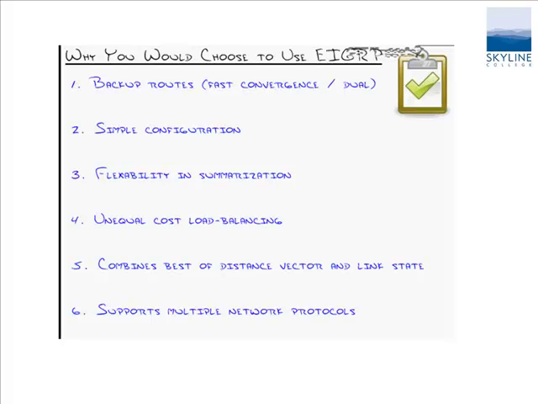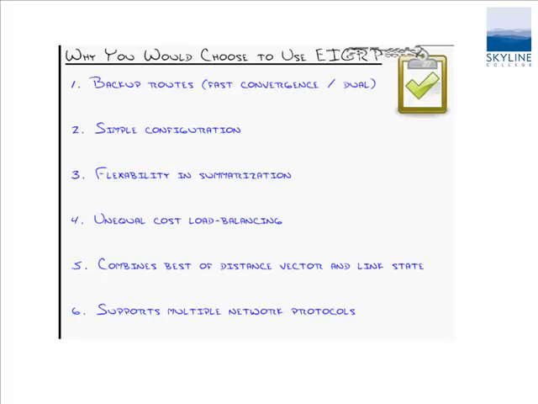This protocol allows you to do summarization on any interface. OSPF is not going to do that. And by the way, one of the oddities, and I don't know why they did it, is that automatic summarization is on by default. So what you've got to know is that unless you turn it off, it's going to send the classful network. It's going to summarize to the classful boundary.